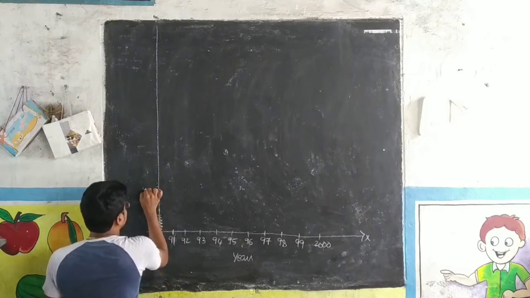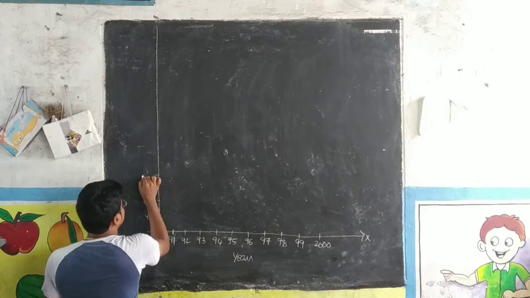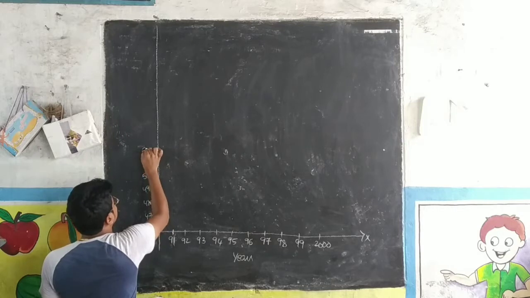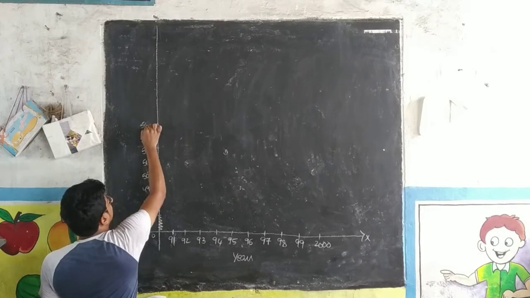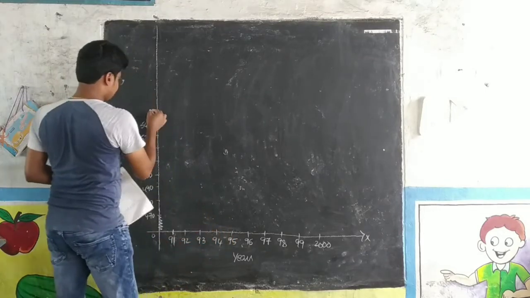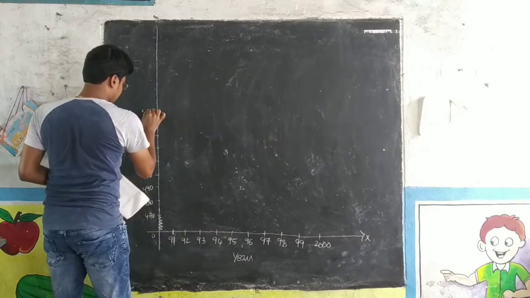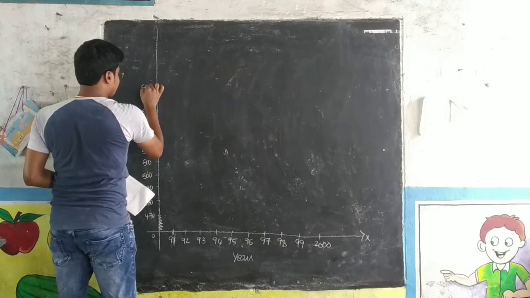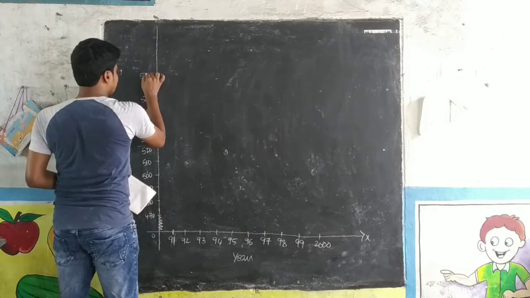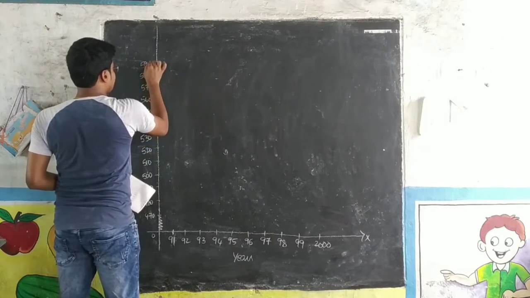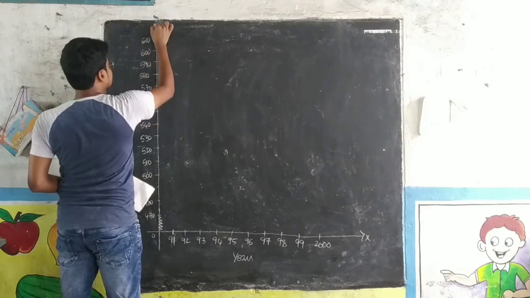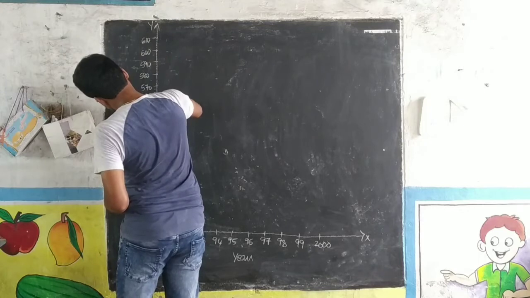480, 490, 500, 510, 520, 530, 540, 550, 560, 570, 580, 590, 600, 610. This is the y-axis, sales.